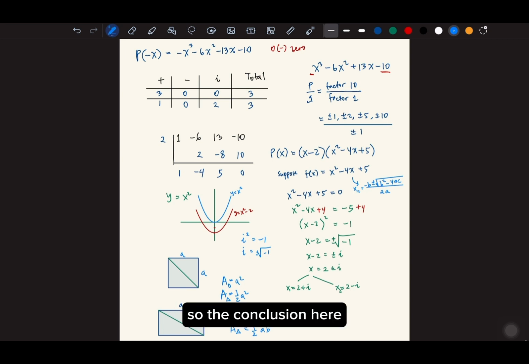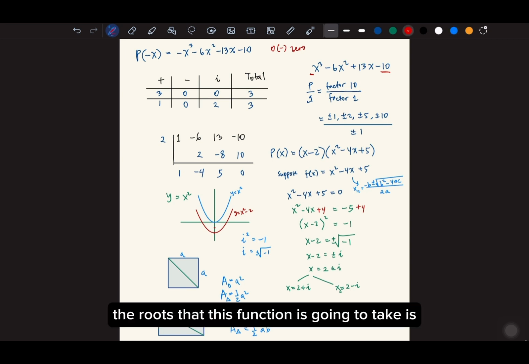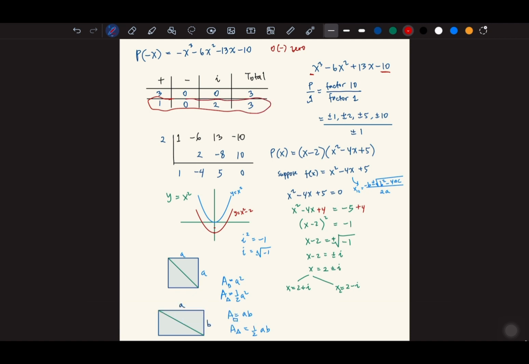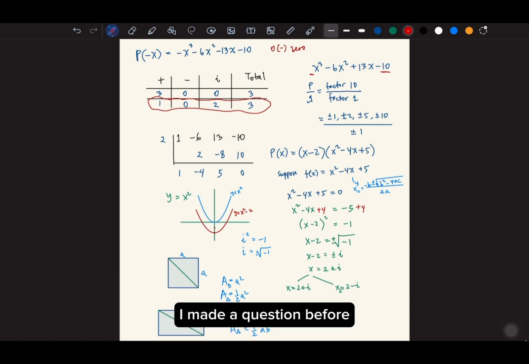So the conclusion here, for the roots that this function is going to take, there will be 1 positive, 0 negative, and 2 imaginary numbers. Okay. Any question before?